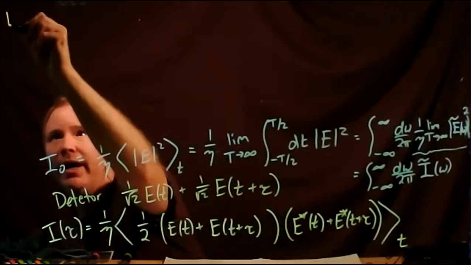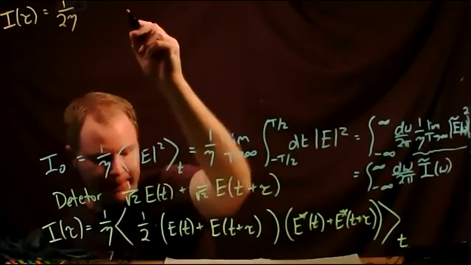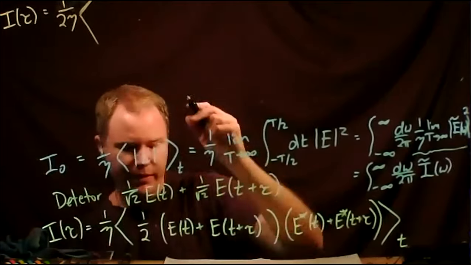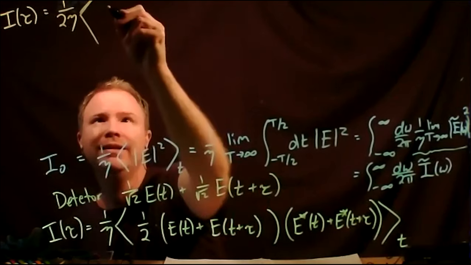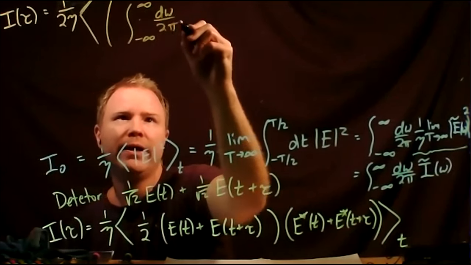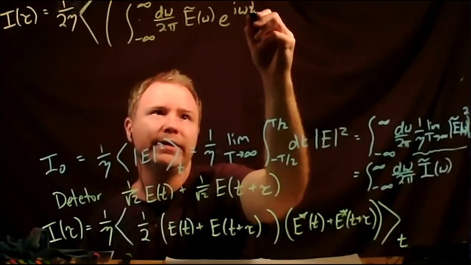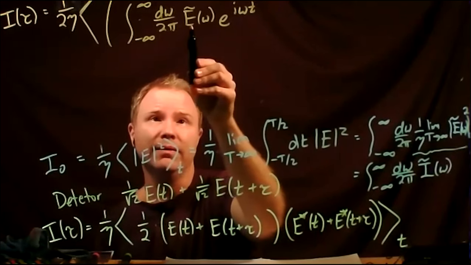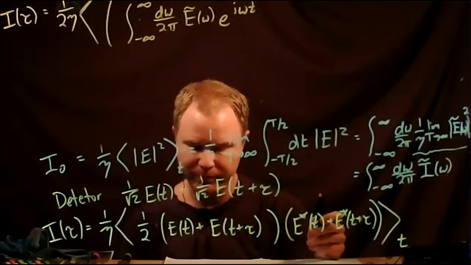Okay, so my I of tau here, let me pull out the 1/2 eta. I'll keep the time average here. Now, for the first term, I'm going to write E of t as the thing I just erased: the integral from minus infinity to infinity d omega over 2 pi E tilde of omega e to the i omega t. So this is just writing E of t as the inverse Fourier transform of the spectrum, a sum of plane waves weighted by the spectrum.